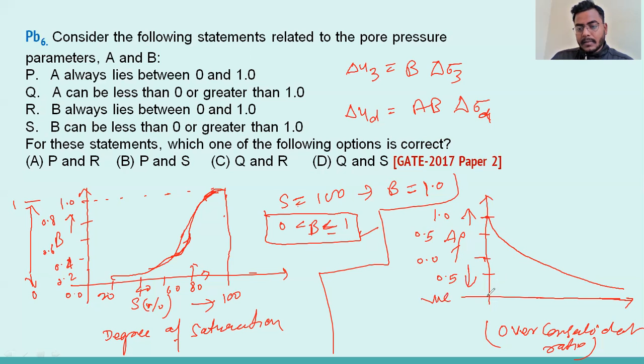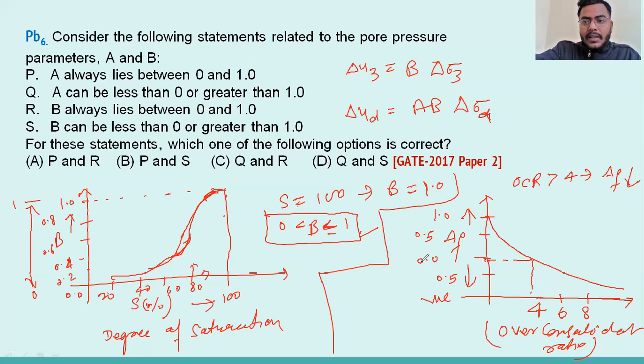So you will see 4, 6, 8. When the over consolidation ratio is greater than 4, in this case you will see AF is negative. AF means we are going to define the shear strength parameters. In this case, we will use the Skempton pore pressure parameter or water pressure parameter. So what will happen at the failure condition?